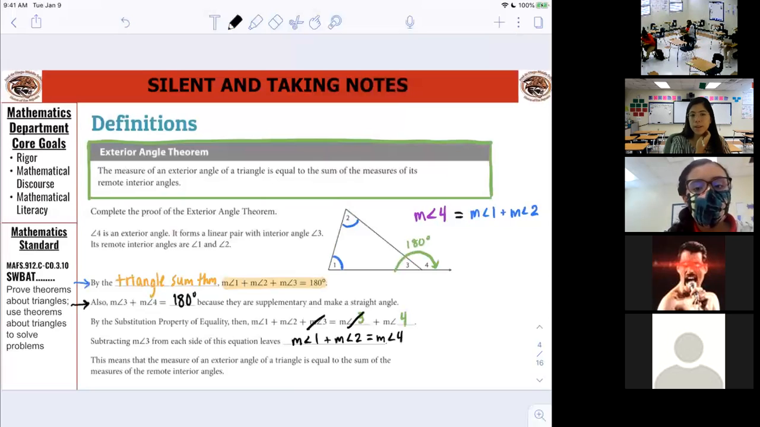And this is why we know that the measure of an exterior angle is equal to the sum of the two remote interior angles. So basically, this is just explaining why this theorem is true. The measure of angle 4 is equal to the sum of angle 1 and angle 2. Do I have any questions on this theorem and why it's true before we do some problems?